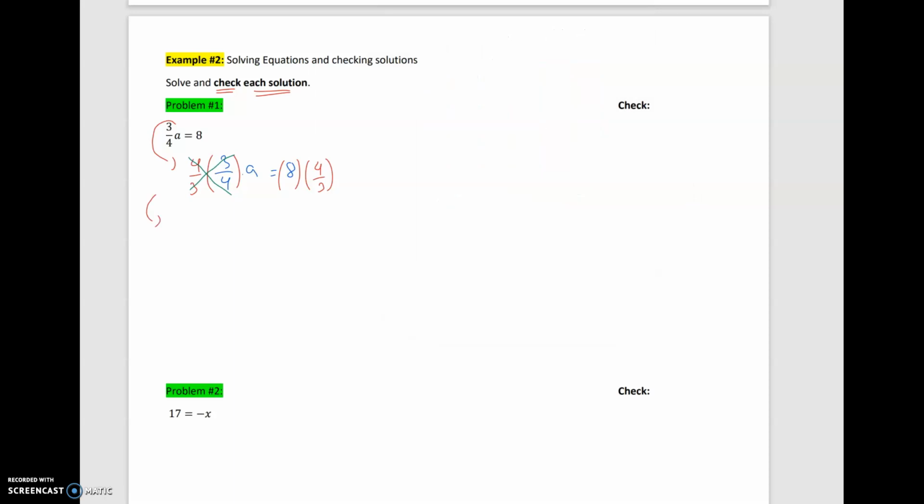So let me just rewrite it. In this situation, we're looking at the values of a is equal to, and on the right hand side, technically you have 8 divided by 1. The 8 and the 3 are not divisible. So we're going to end up with the value of 32 over 3 as the main solution. So this is our solution.